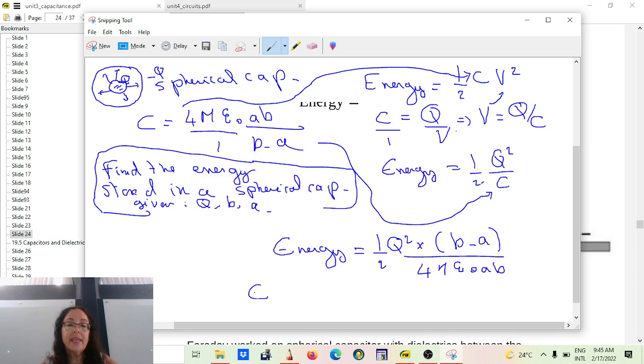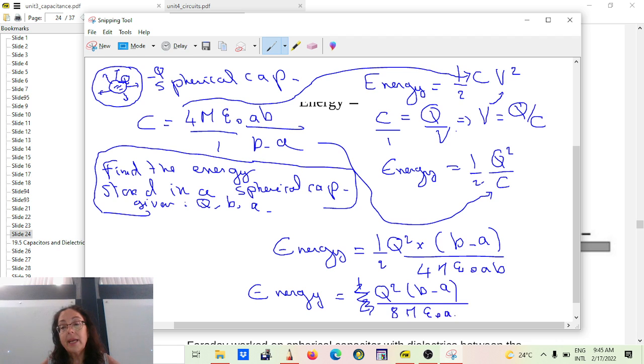And so the energy stored will be 1/2 Q squared B minus A. 2 times 4 is 8, so 8 pi epsilon 0 AB.